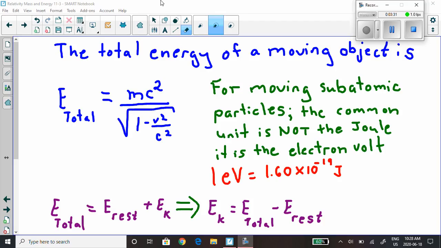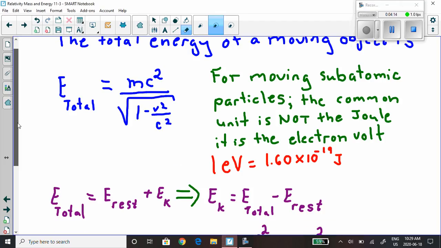Now, for many moving subatomic particles, like an electron or many other exotic particles, you can calculate the total energy, but usually the common unit is not the joule. The unit that they would use is the electron volt, and 1 electron volt is 1.6 times 10 to the negative 19 joules. Depending on how much energy, you can have kilo electron volts, keV, or mega electron volts, MeV. All of those prefixes we learned back in grade 11, seems like yesterday, you can have this unit scaled just like any other unit.